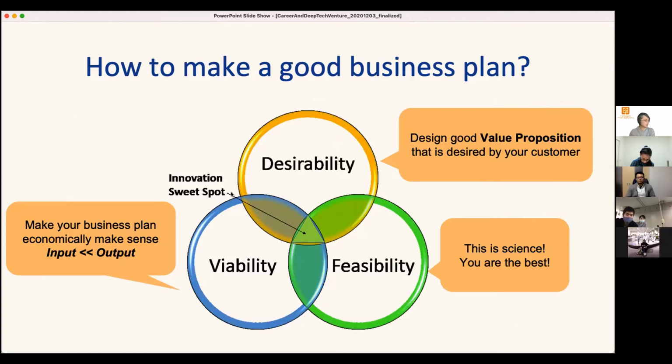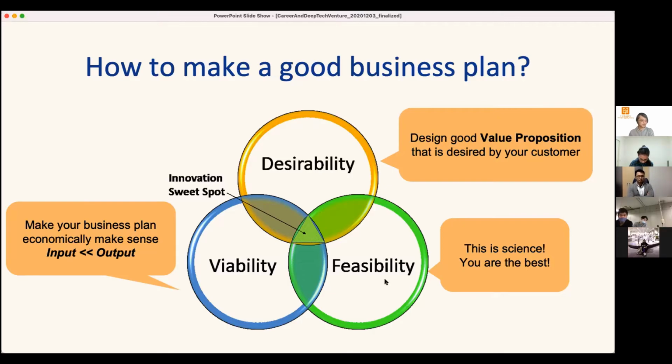So the first framework, desirability. How can you design a good value proposition that is desired by your customer? It's not simple. So you have to think deeper. And viability is relatively simple. You need to get more output than your input. So just be careful of it.